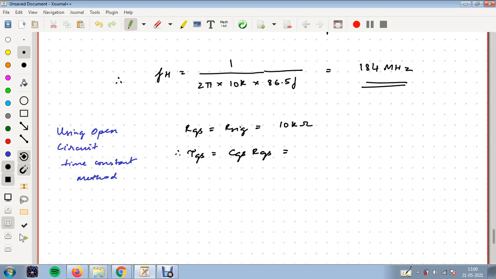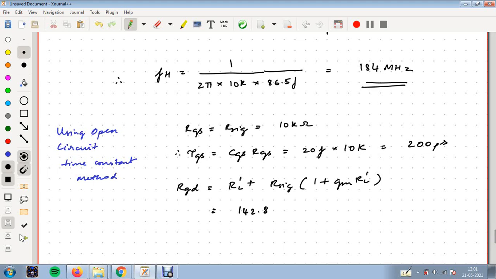CGS is 20 femto into 10 kilo. So this is 200 picoseconds. Now RGD. This was a huge formula: RL prime plus R signal into 1 plus GM into RL prime. Substitute all the values here. You should get this as 142.8 kilo ohms. Try solving this problem on your own.